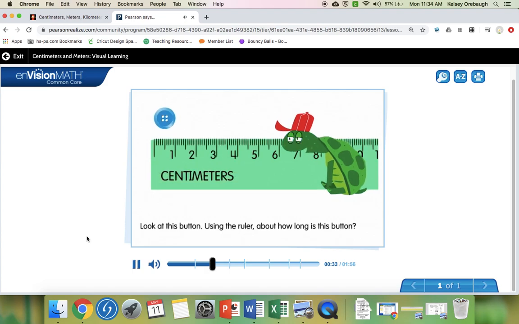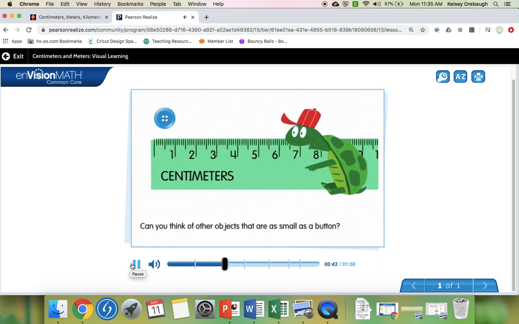Look at this button. Using the ruler, about how long is this button? This button is about 1 centimeter long. Can you think of other objects that are as small as a button? What are some other things that you can think of that are as small as a button? Pause right here and try to think of some objects you have around your house that are just as small as a button, maybe on your shirt or a dress or something that you have that has a button.